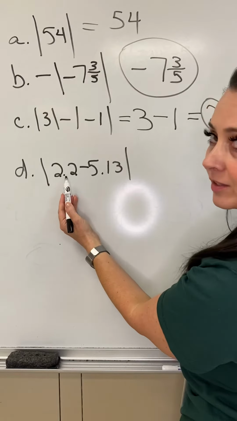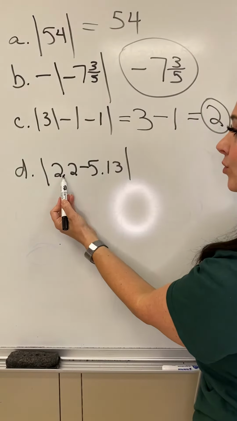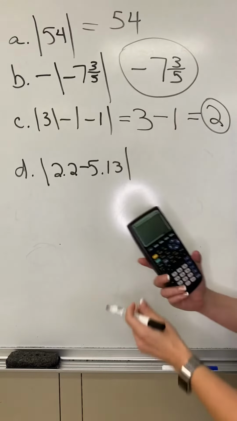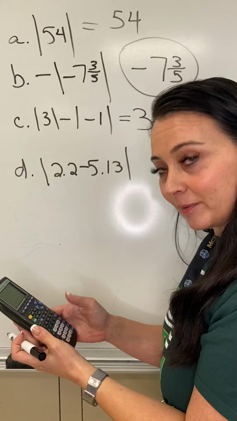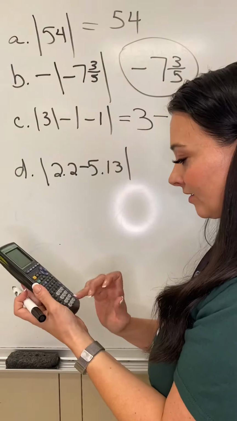Last one, a little more complicated. We've got decimals. 2.2 minus 5.3. This is where you should probably use a calculator. Or go to desmos.com if you don't have a handheld calculator to use.